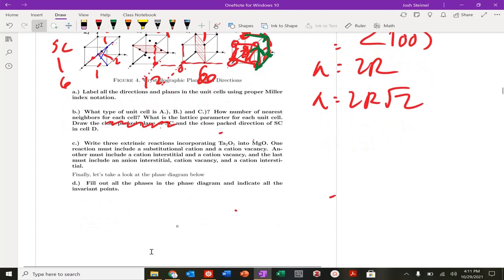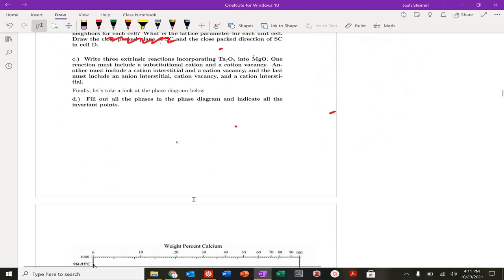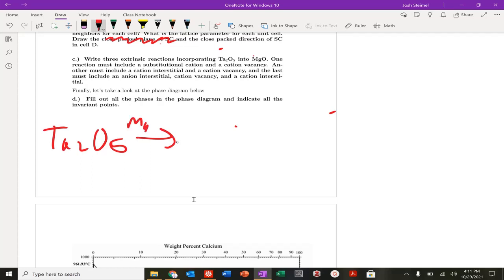Excellent. Write 3 extrinsic reactions incorporating Ta2O5, basically tantalum oxide, into MgO. So one must include a substitutional cation and a cation vacancy. I could write either one first, but I know I'm going to replace. So Ta is going to be on the site where previously Mg was. What's the transition there? Ta is 5+, so we're going from 2+ to 5+, so that's +3. So 1, 2, 3.